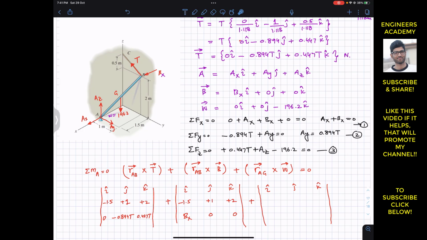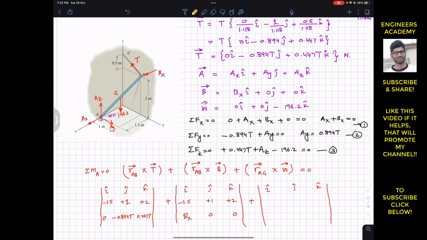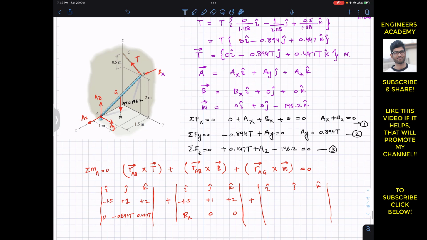So now RAG, since this weight is acting at the mid length, we do not know the length, but let's say that the length of AB is L, so then from A to G this distance is L divided by 2. So if we project the line of action of this weight onto the ground, this weight is 196.2. So if we project this vector, it will intersect with the ground, and this point will be at a distance of 0.5 meters from the point A along the y.